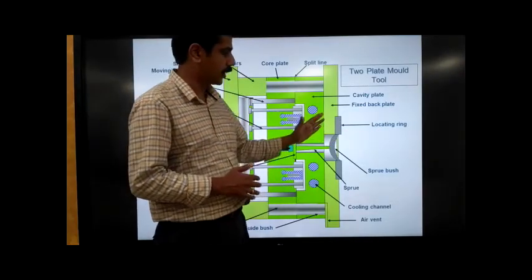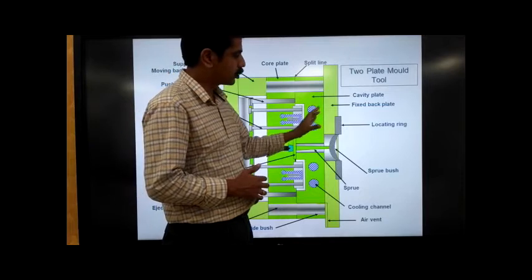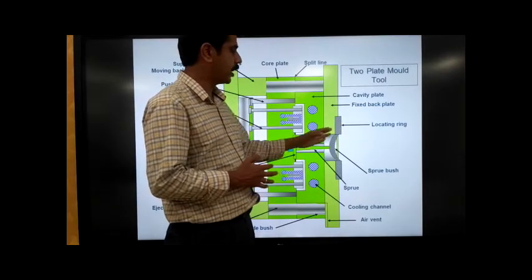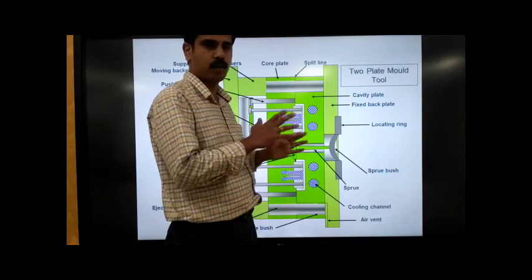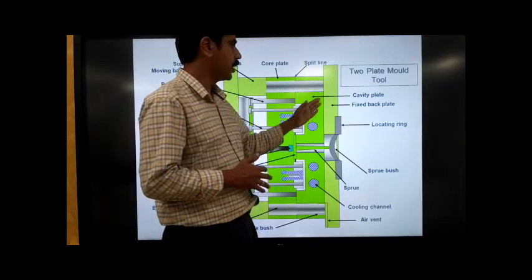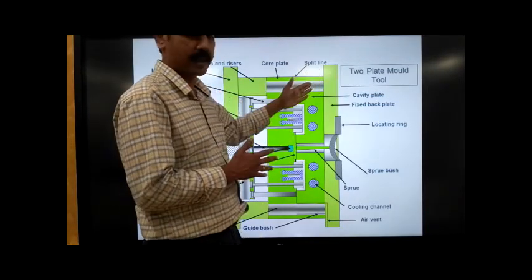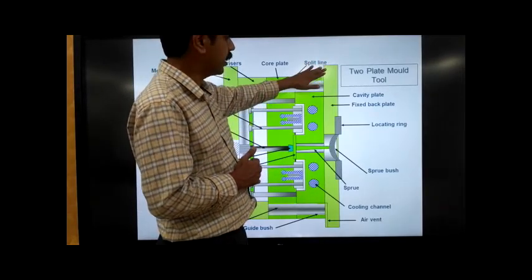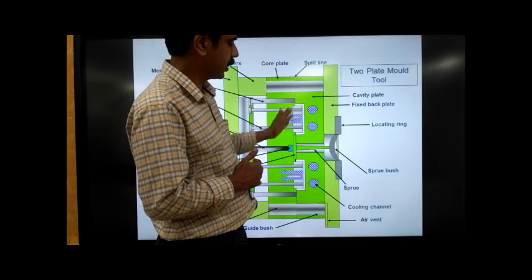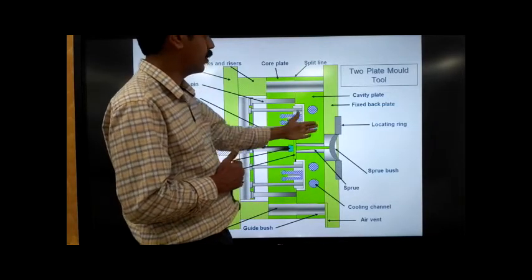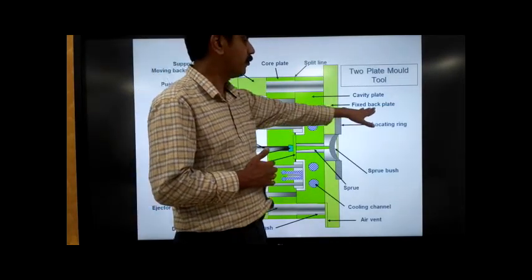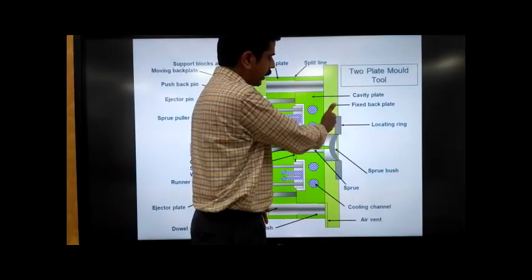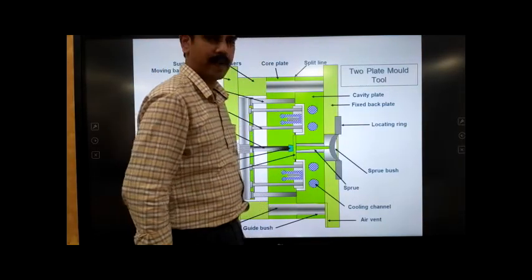We have this locating ring connected to the machine. This locating ring is a ring-shaped metallic piece, and it will have a proper connection with the machine part. Normally this connection comes with the stationary plate also. Just at the back side of the locating ring we will have the fixed back plate. That is what is being shown here, connecting to that, the fixed back plate.